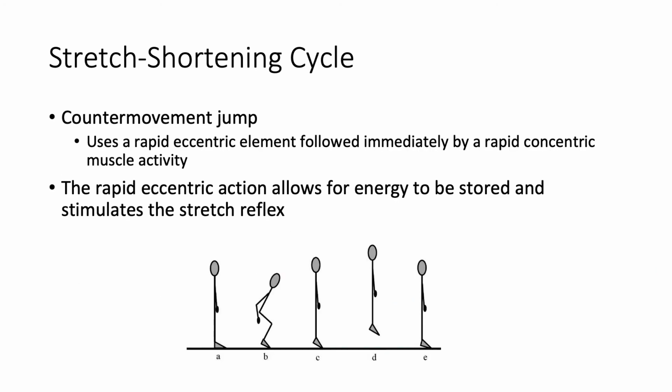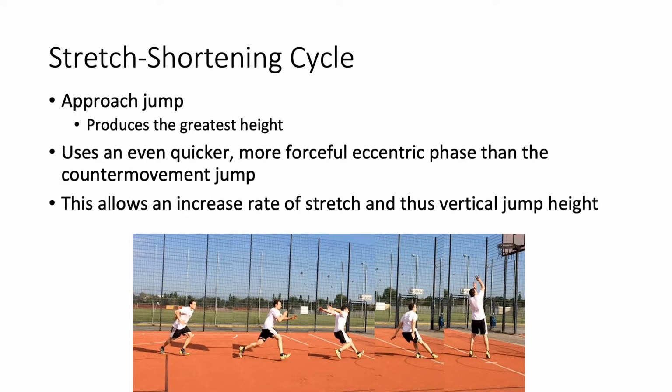When we look at the counter movement jump, this uses a rapid eccentric muscle action, which is followed immediately by a rapid concentric muscle action. The rapid eccentric action allows the athlete to store and use elastic energy in the stretched muscular tendinous unit and stimulates the stretch reflex, thereby potentiating muscle activity. The approach jump results in the highest vertical jump out of the three tests. This jump uses an even quicker, more forceful eccentric phase than the counter movement jump. This allows an increased rate of stretch and thus a further increase in vertical jump height.